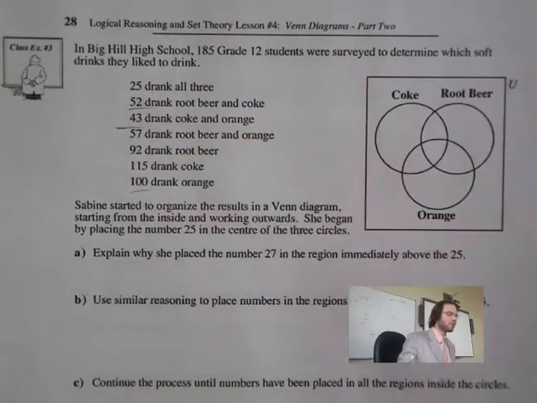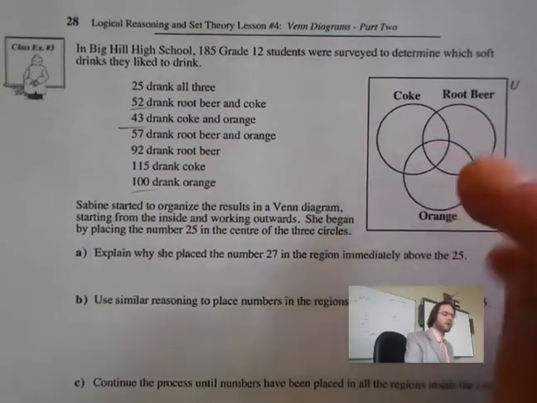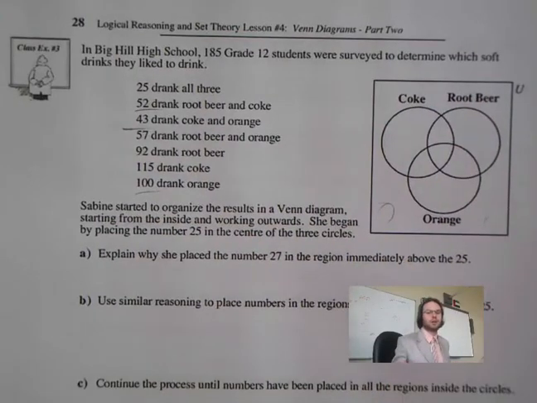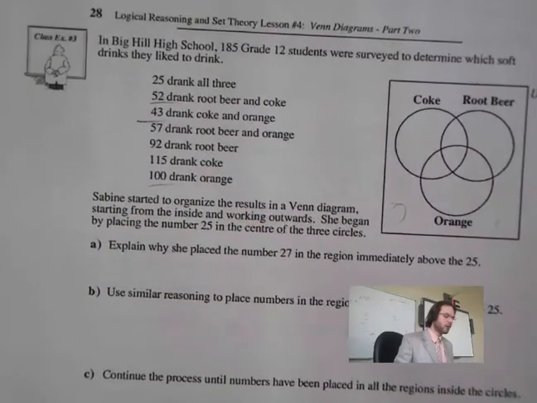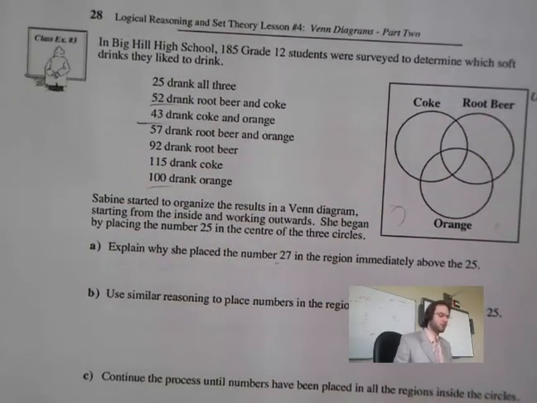Now, Sabrine started to organize the data in a Venn diagram, starting from the inside working out. She began placing the number 25 in the center of the three circles. So when we're given a lot of data, normally you want to work from the inside out, the most specific ones. So, explain why she placed 27 in the region immediately above the 25.